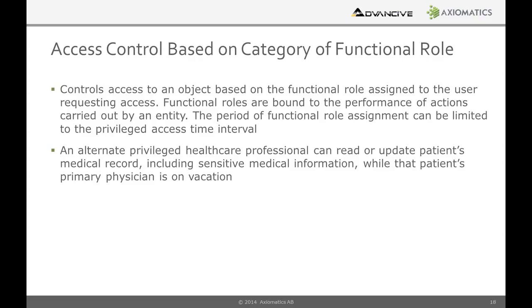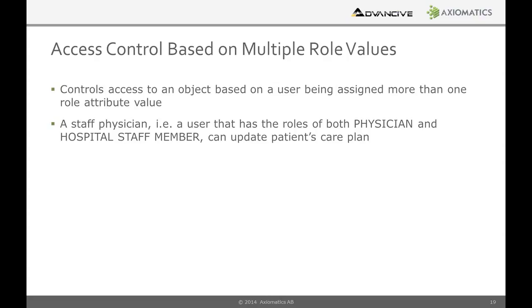And access control based on multiple role values. This is really controlling access based on the user being assigned more than one role attribute value, right? So, for example, a requirement could be a staff physician, meaning that the user must be a physician and also a hospital staff member to be able to update a patient's care plan.